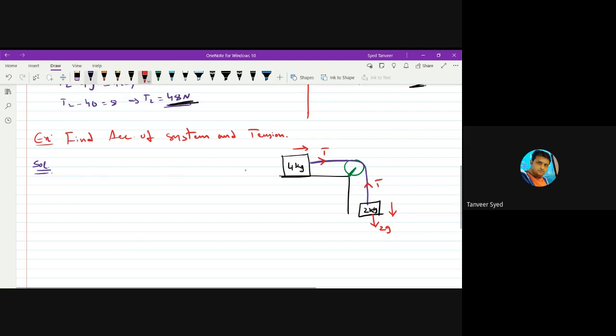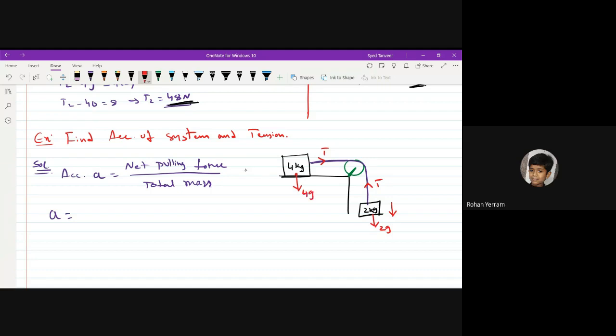Now acceleration of the system. Acceleration a is equal to net pulling force by total mass. Now what is the net pulling force? Sir, I got 20/6. Let us see. What is the net pulling force here? 40 minus 20, sir. Which 40? This weight of 4 kg, 4g? It's balanced by the normal reaction, sir.